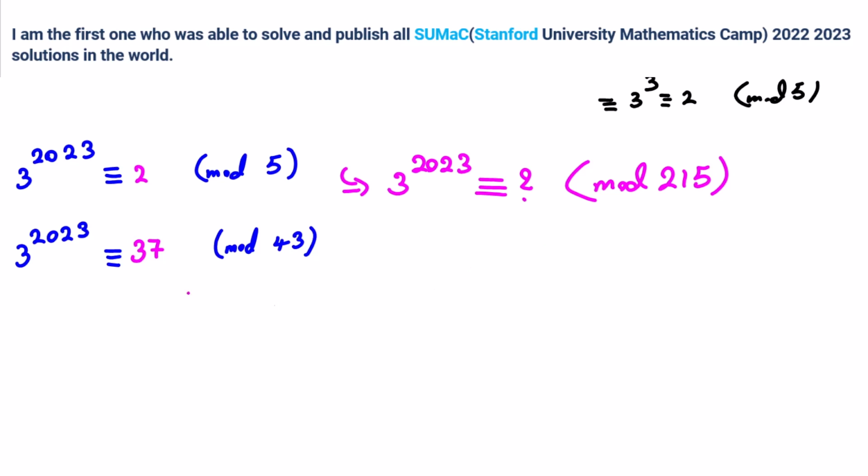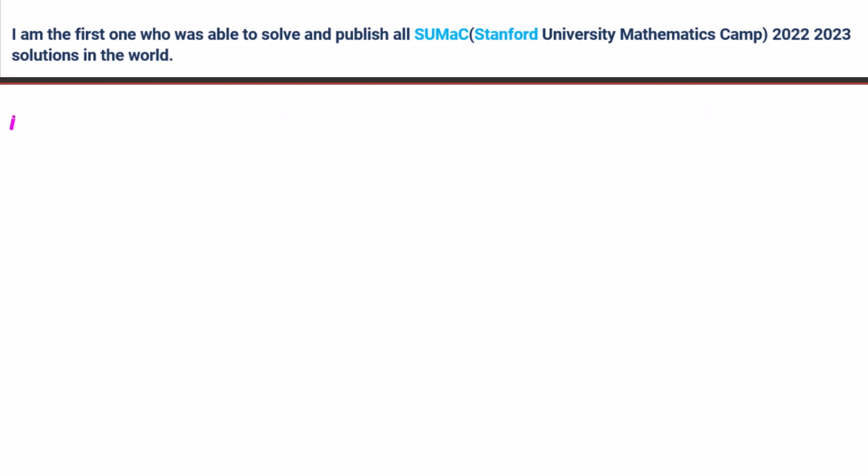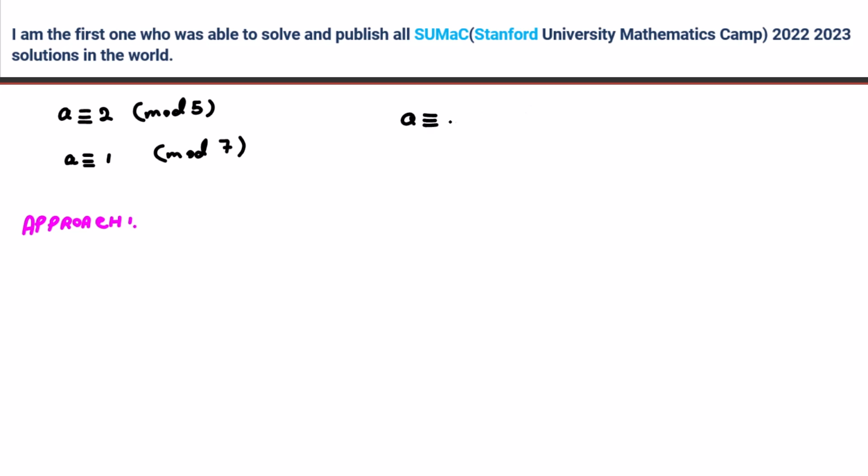Okay, so let's see. One way, let me tell you three approaches for solving these problems again. Approach 1. Suppose, for example, A is 2 mod 5, and A, for example, is 1 mod 3, or let's write a bit harder, 7, and I want to find A mod 35, okay?